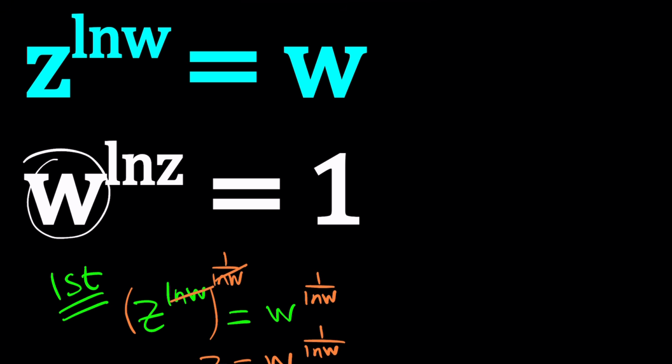But does w have to be 1? That's another question we need to raise, right? Maybe ln z is equal to 0. And again, we're working in the complex world, so things can get really complicated. So let's go ahead and approach this a little differently.